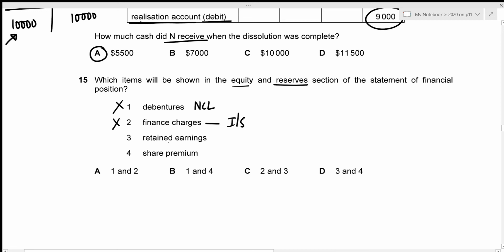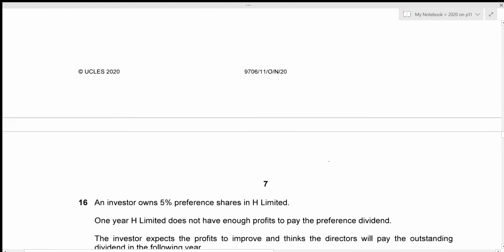Then we have retained earnings, which is a reserve. This is a revenue reserve. Then we have share premium, which is again a reserve, but this is our capital reserve. So the correct items are 3 and 4, and that's given in option D. That will be our answer. Now we can move towards question number 16.